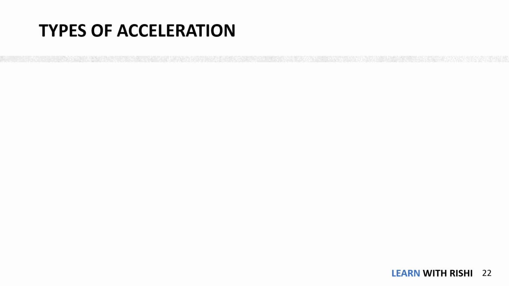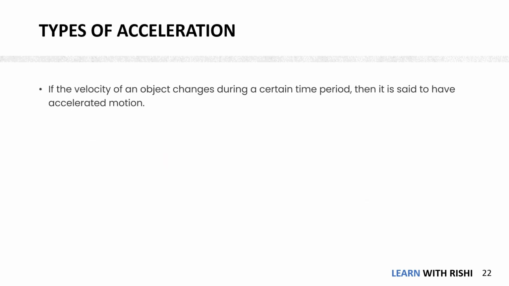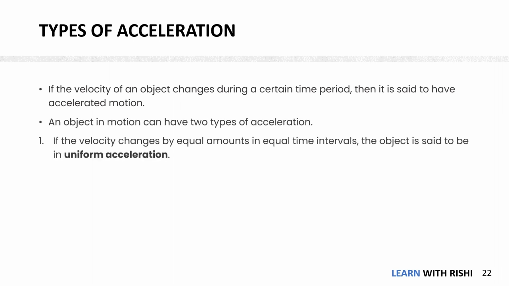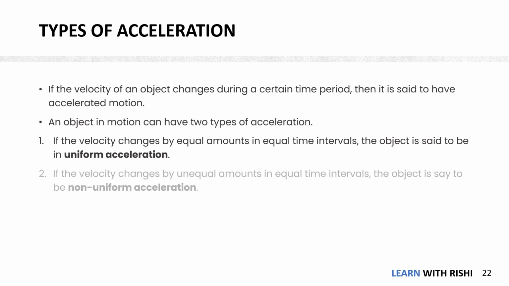Let us discuss types of acceleration. If the velocity of an object changes during a certain time period, it is said to have an accelerated motion. An object in motion can have two types of acceleration. First is uniform acceleration. If the velocity changes by equal amounts in equal intervals of time, then we say that it is a uniform acceleration. But if the velocity changes by unequal amounts in equal intervals of time, the object is said to have non-uniform acceleration.